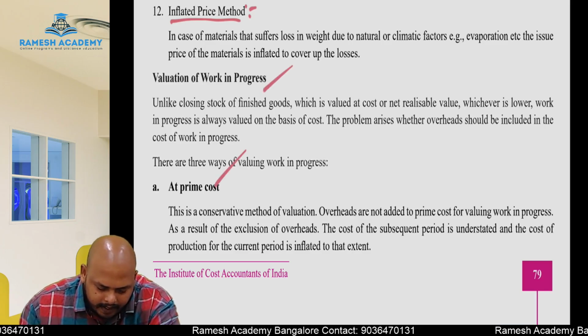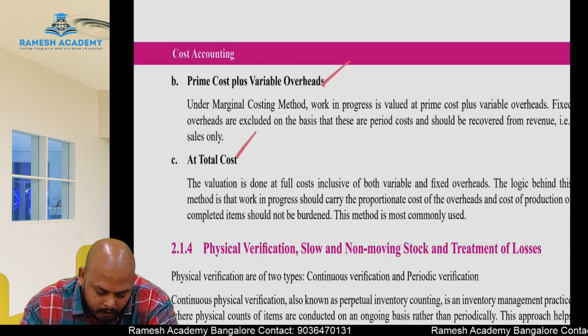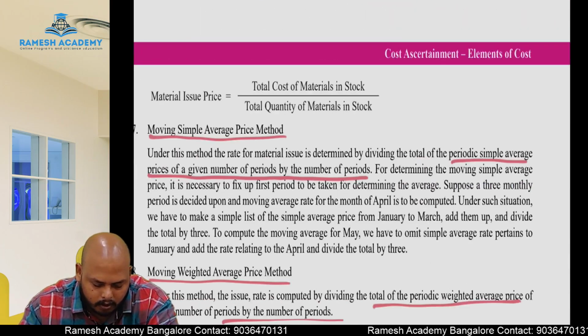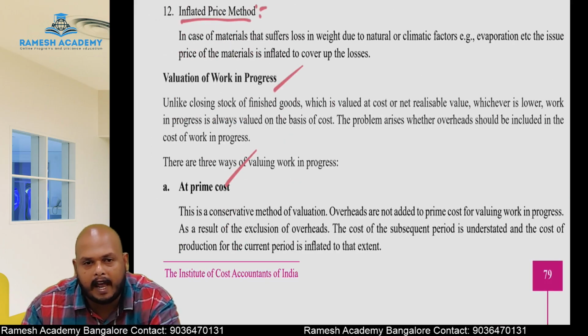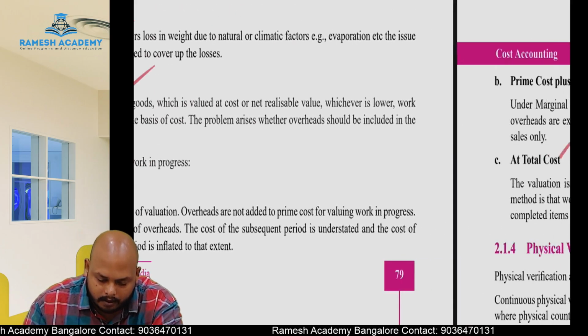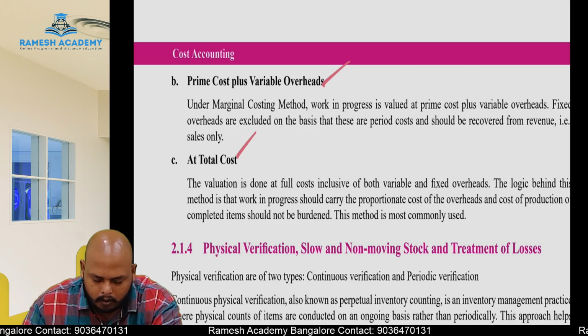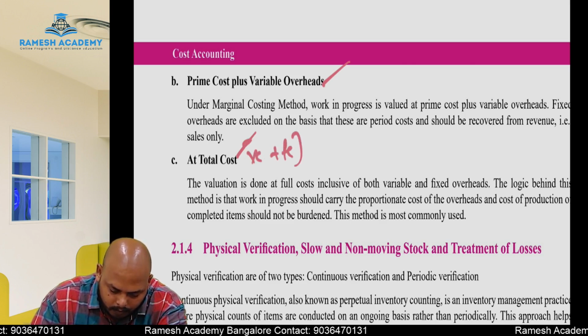Already we did these things in the cost sheet. Prime cost, plus variable cost, total cost. These are the different methods for valuation of stock. Under the prime cost method, we will value the issue price at prime cost. We will value the issue price at prime cost plus variable cost. Total cost means variable cost plus fixed cost, both.